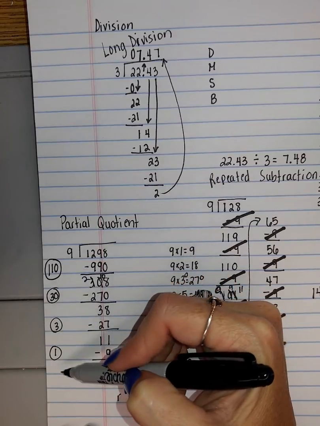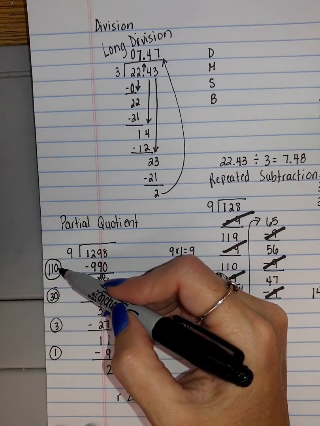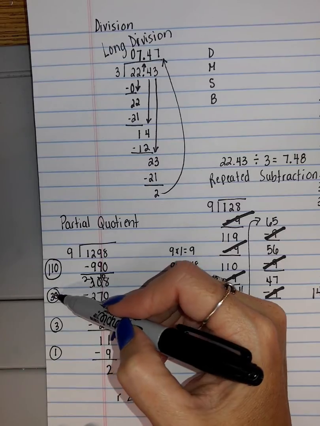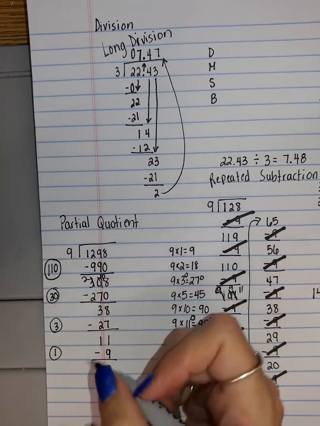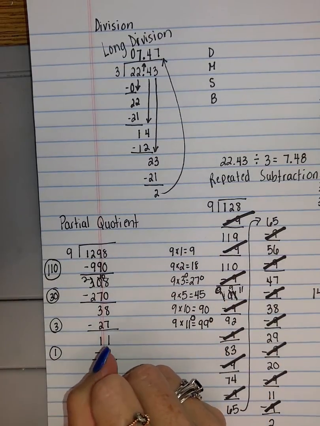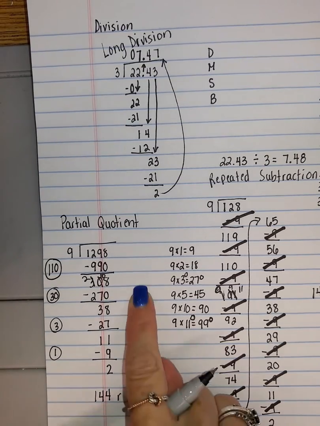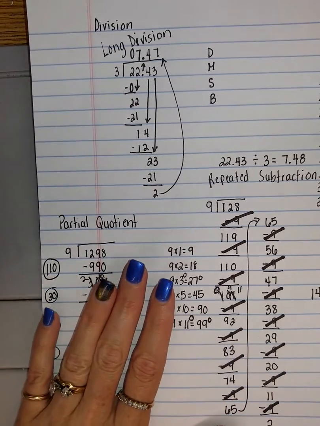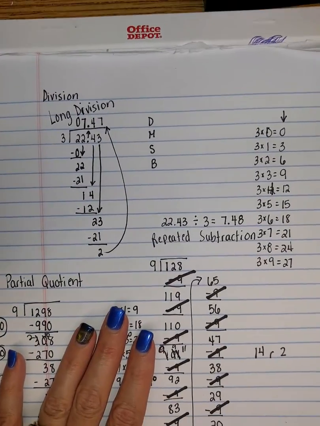This is how many times I use that 9. Here I used it 110. Plus 30, that's 140. Plus 3, 143. Plus 1, 144. So my quotient is 144, remainder 2. This is a reminder of the different division strategies.